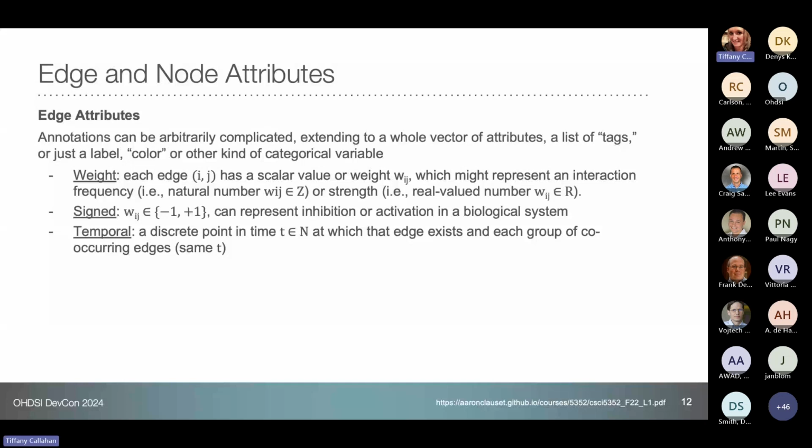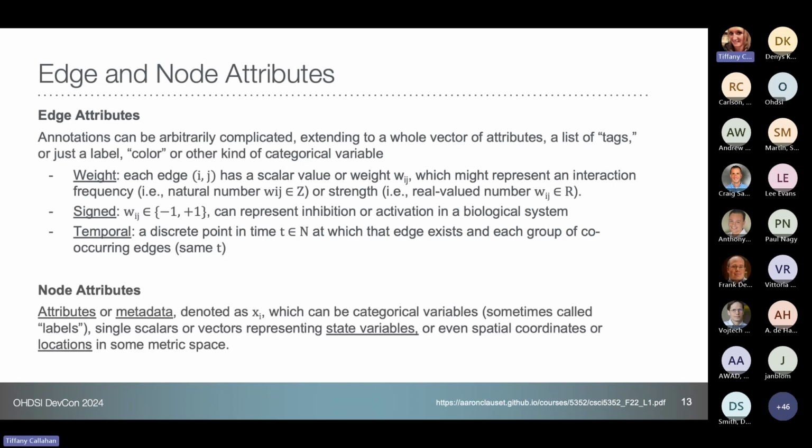They can be signed, and this can represent things like inhibition or activation in a biological system. So it's bringing this additional layer of context to tell us what an edge actually means, not just that 2 things are connected, but how they might be connected. And then they can be temporal, so a discrete point in time at which any edge exists, and each group of co-occurring edges implies a similar relationship in time. So the attributes we place on a node or an edge extend what we can say about a network beyond just that these things exist and that they're connected in certain ways.